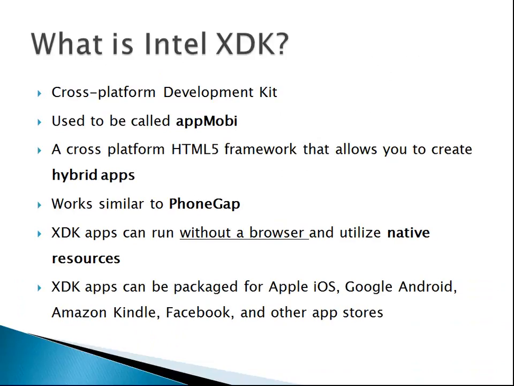Intel XDK stands for Cross-Platform Development Kit, and it's basically a cross-platform HTML5 framework that allows you to create hybrid apps. And we've gone over hybrid apps in the PhoneGap sections of this course. It's basically web apps that are built with HTML, CSS, JavaScript, and they're put through a container that can kind of wrap them up and spit them out as a native app. There's no browser controls or anything like that. They can be installed and placed right on your home screen just like any other native app.